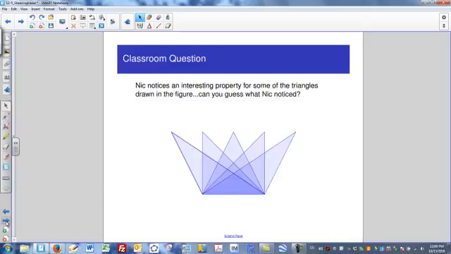Okay, well, let me end by talking about a classroom question. So Nick notices an interesting property from some of the triangles drawn in the figure. Can you guess what Nick noticed? So here's a figure. Maybe we would think of it as a logo for a company or something like that. Do you notice the interesting property that some of these triangles have? And how could you talk to Nick about why that property is indeed true?